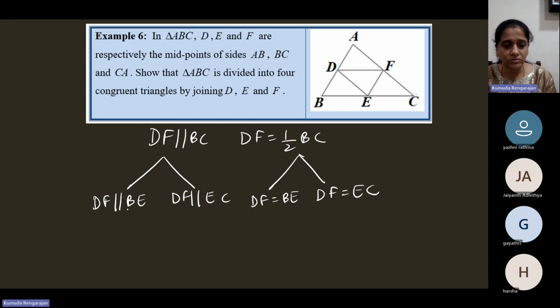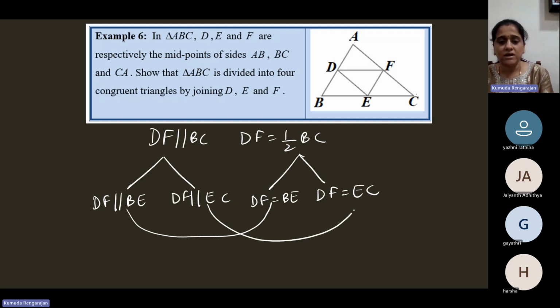Now look at these two. DF is parallel to BE, DF is equal to BE. So which is a parallelogram? DFEB is a parallelogram. And DF is parallel to EC, DF is equal to EC. Which one is a parallelogram? DFCE is a parallelogram. Isn't it simple?